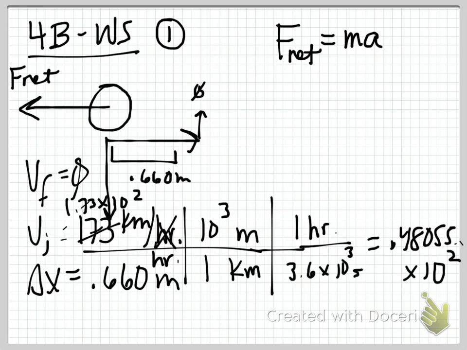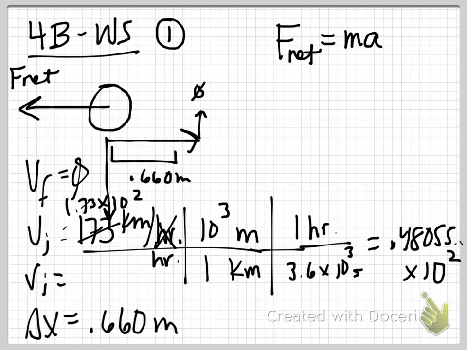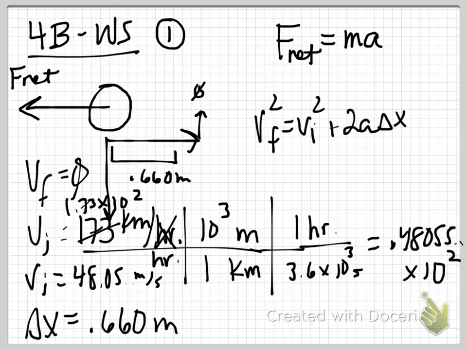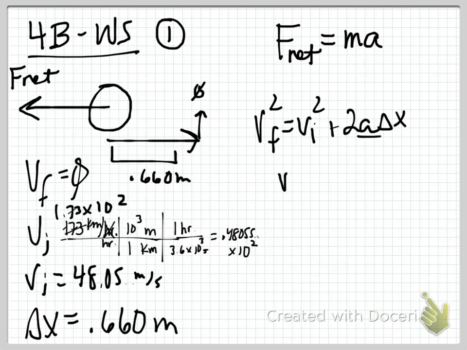That conversion, let me get this out of the way. His initial velocity was 48.05, etc. meters per second. That's really, really fast. So with that, we know that VF squared equals VI squared plus 2A delta X from the kinematic equations. We'll do some rearranging to get acceleration: VF squared minus VI squared over 2 delta X equals A.